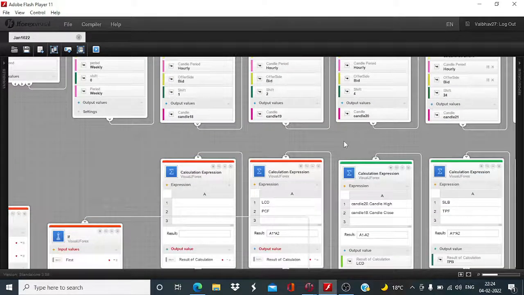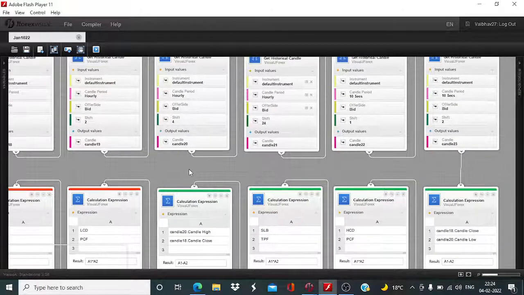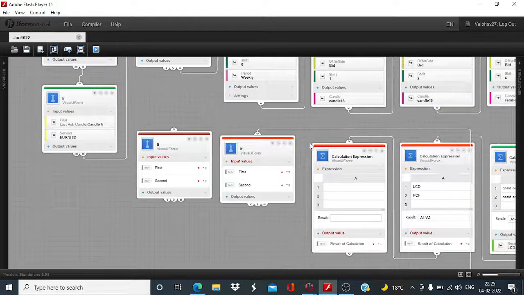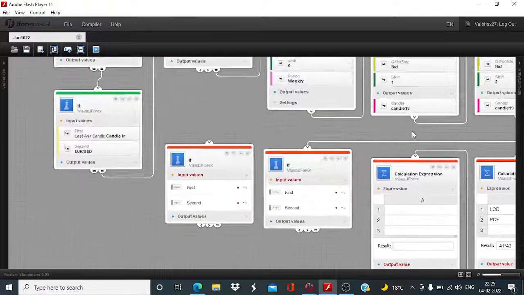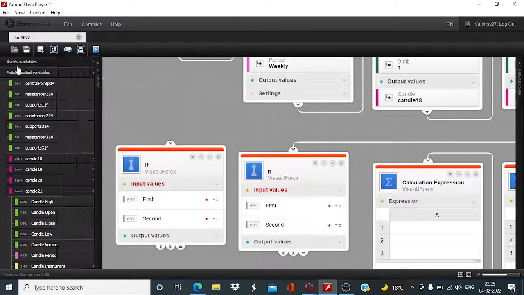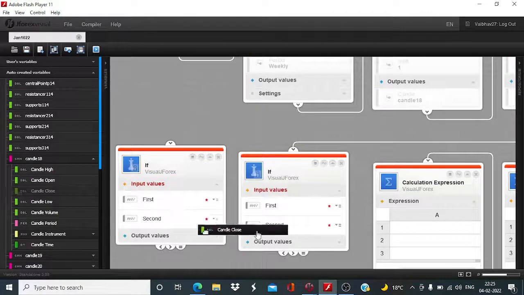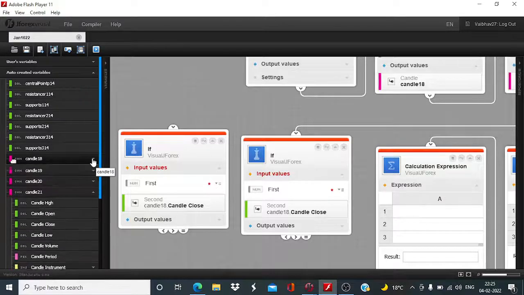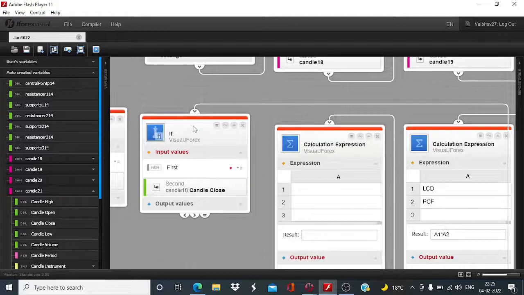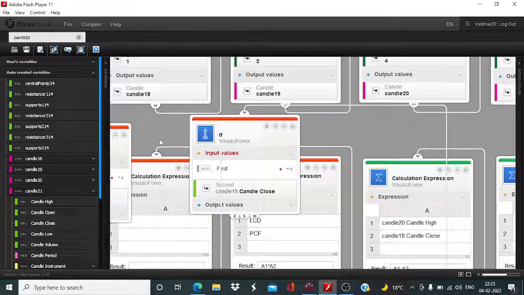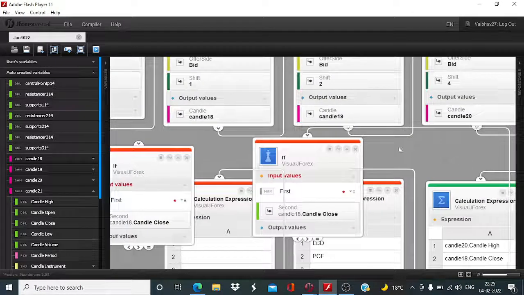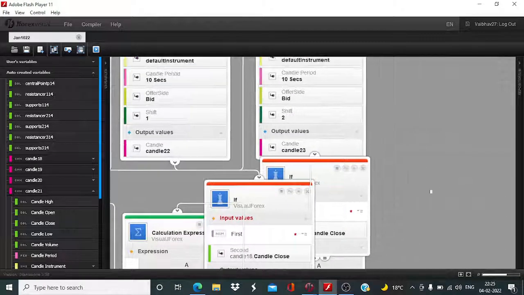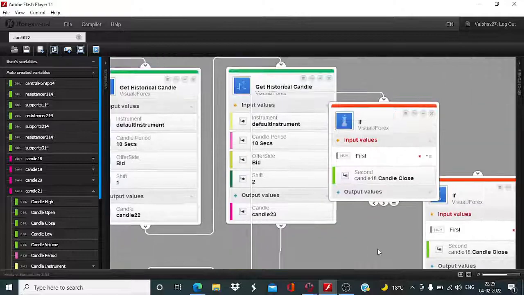Now we have to pinpoint the exact entry point, and that will be when the price starts to drop below the last hourly candle close level. So again, I will need to take candle 18 candle close as the common input in both of these blocks. And then we compare these to the closing levels of candle 22nd and candle 23rd.